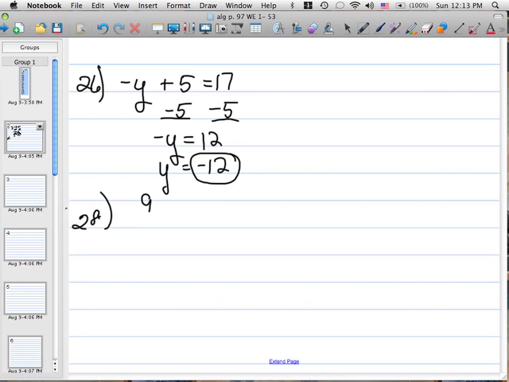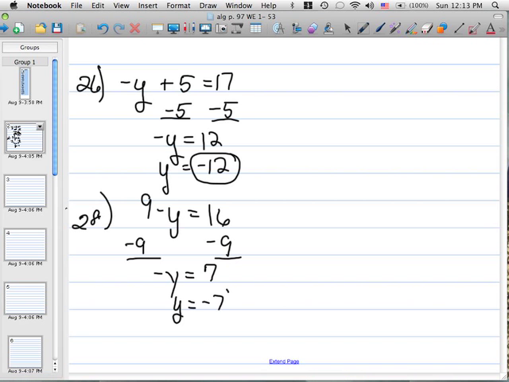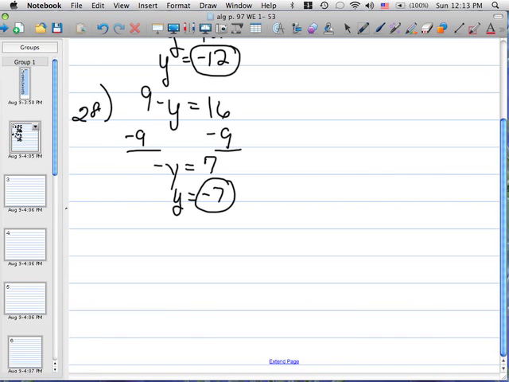28, 9 minus y equals 16. We want to get y by itself. So first we have to subtract 9 from both sides to get rid of the 9. So now we have the opposite of y equals 7. Therefore y must be negative 7. And you can check it. 9 minus a negative 7 is the same as 9 plus 7, which makes 16.